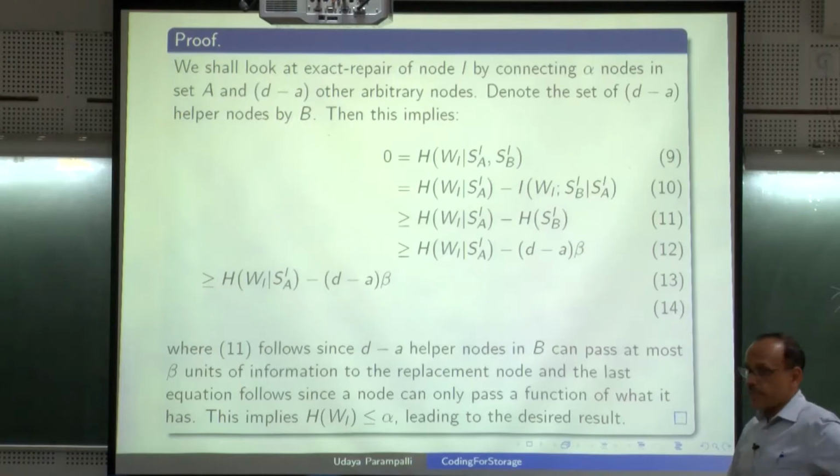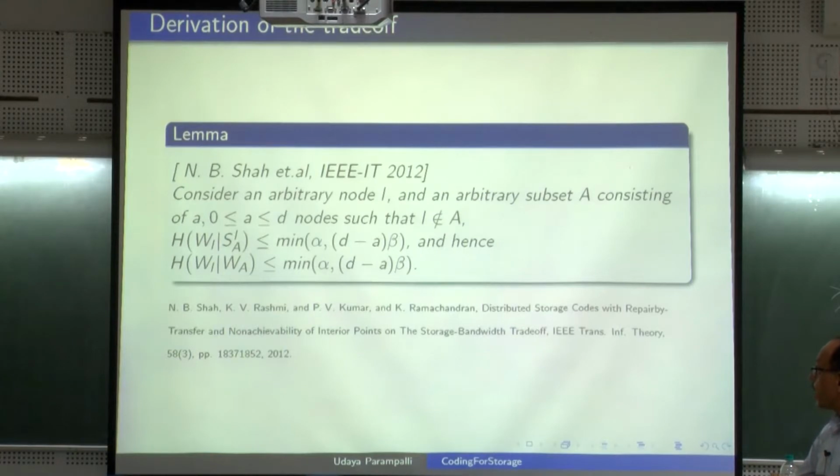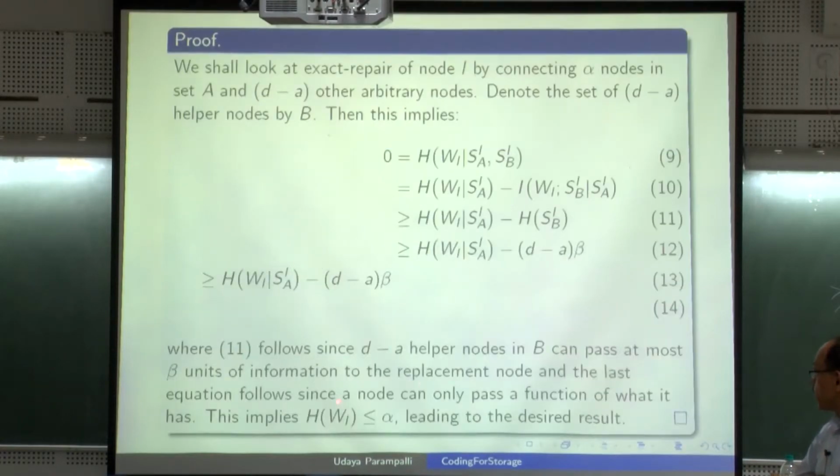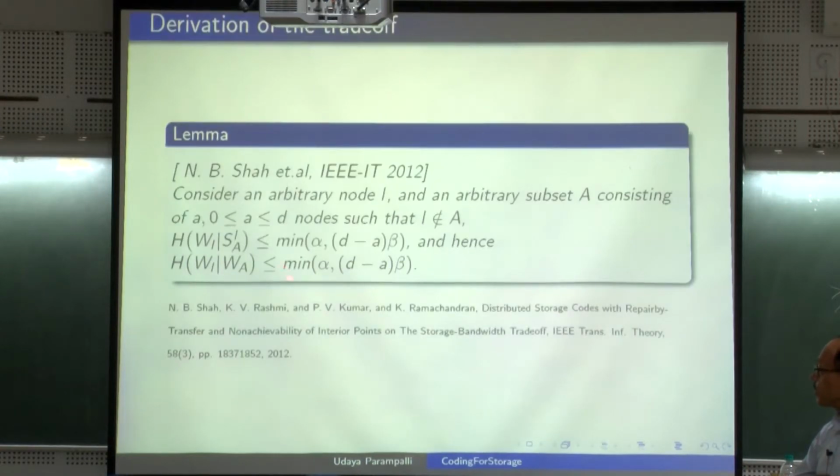So the left hand side there is a 0. So the entropy of this function has to be bigger than this, d minus a times beta, for the whole thing to be greater than or equal to 0. But we also have that H of Wi is always less than or equal to alpha, and that is why this one is less than or equal to the minimum of this or this. So that is how the lemma is worked out.